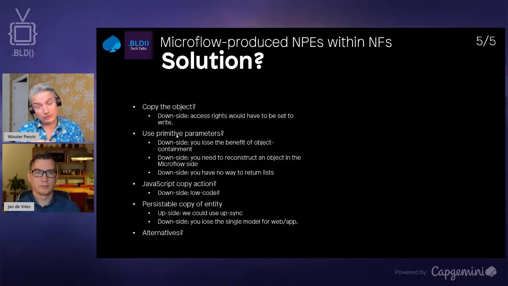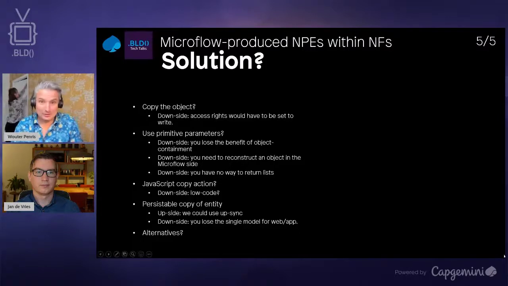You could make a persistable copy of the entity and use an upstream sync. That's also a possibility. But then you have 2 types of objects for actually the same representation. And that's also something we decided would not be good enough in this case, because we want that single logical model for both web and app. So we're still stuck here. We're going to keep researching this option.